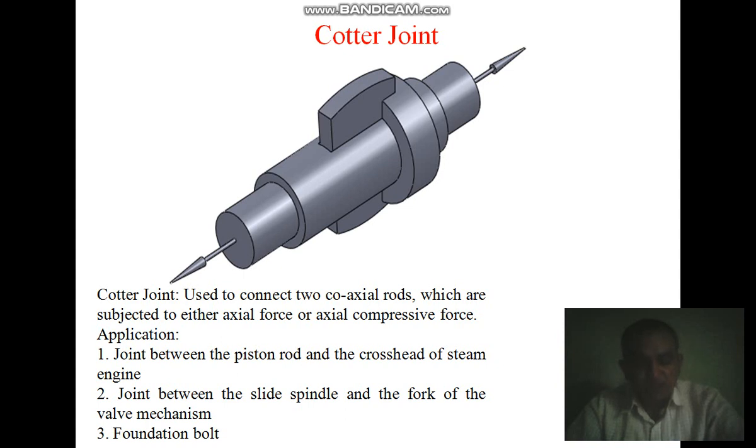Typical applications of cotter joints are joints between the piston rod and the crosshead of steam engines, joints between the slide spindle and the fork of valve mechanisms, and joints between the piston rod and the tail or pump rods. It is also used in foundation bolts. So you can apply only tensile or compressive forces to these cotter joints, and it is useful only in this direction. It is not useful for rotational conditions.